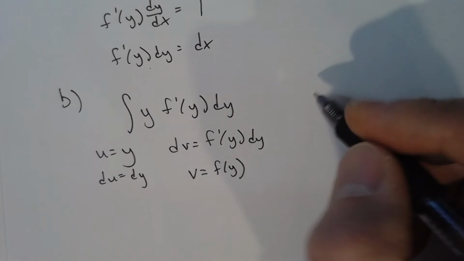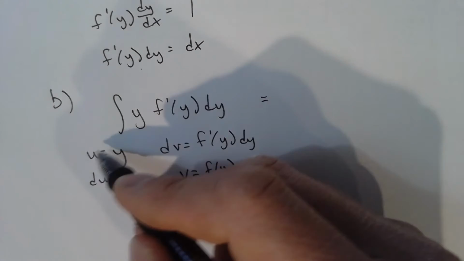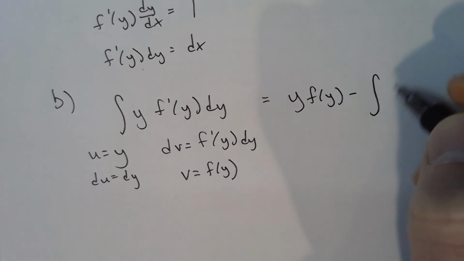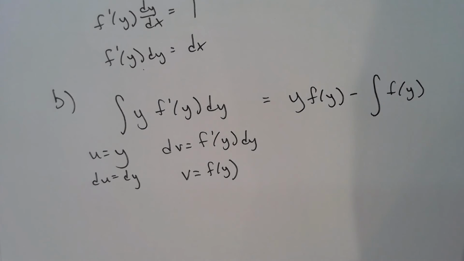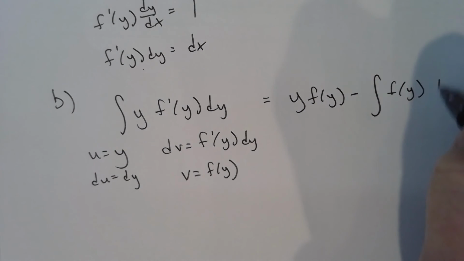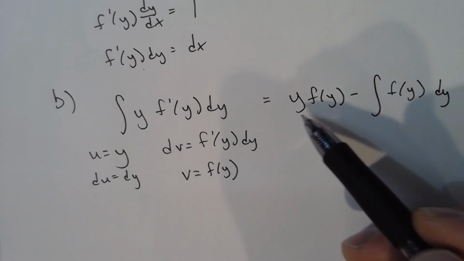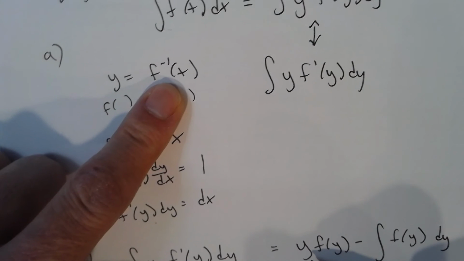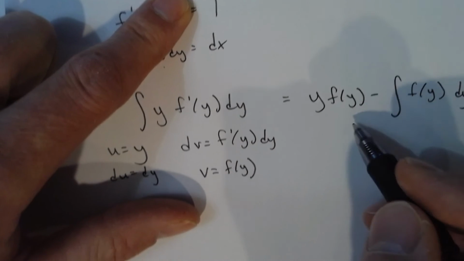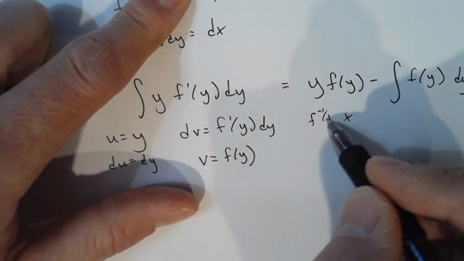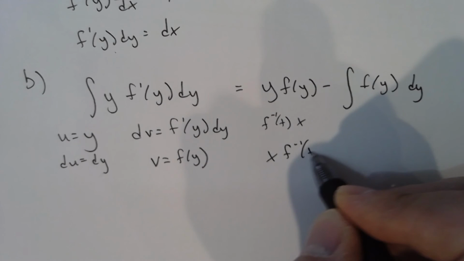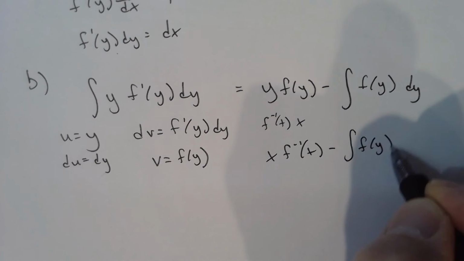So u, which is y, times v, f of y, minus integral of v, f of y, du, which is dy. Okay, and we do have some substitutions for y. Y we said was f inverse of x, and f of y is x. So if this is x and that's f inverse of x, we could rewrite it as x f inverse of x minus integral of f of y dy.